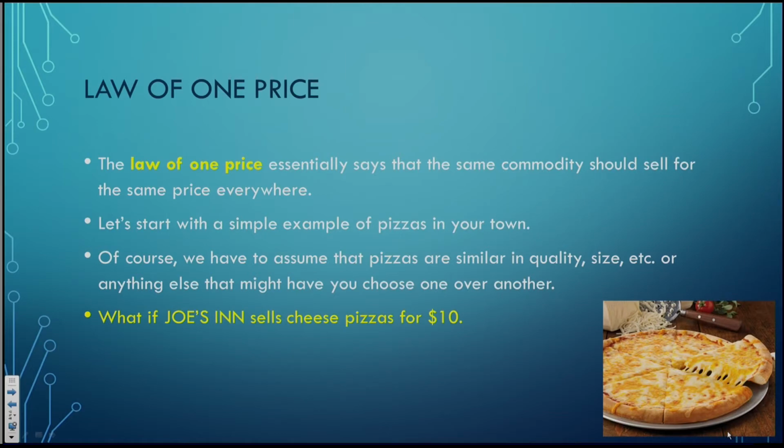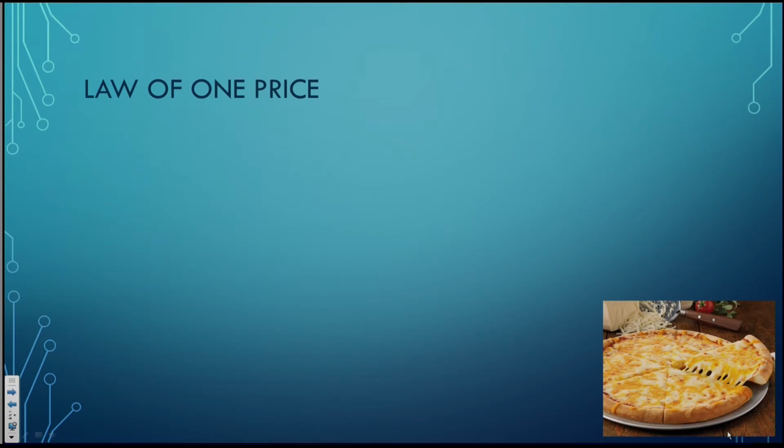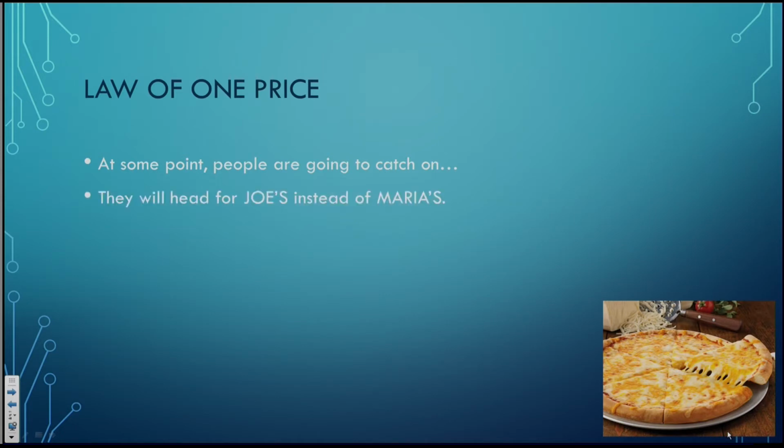Now, what if Joe's Inn sells cheese pizza for $10, but right down the road in an equally desirable location with equally as nice wait staff in an equally nice building, Cafe Maria sells the identical pizza for $13? Well, you can figure out what's going to happen here. In a world where we have complete equality of everything, quality of pizzas is the same, wait staff, building, location, at some point people are going to catch on. They'll head for Joe's instead of Maria's, right?